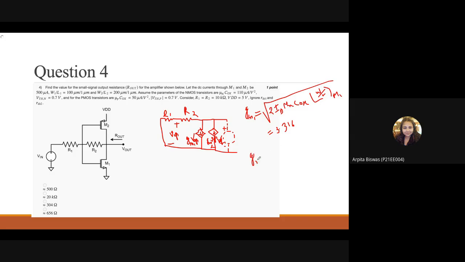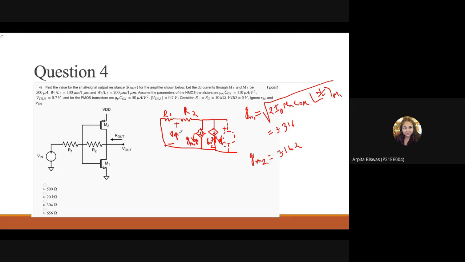Okay, and simultaneously calculate the value of gm2. Same, right? This value is 3.162 millisiemens.